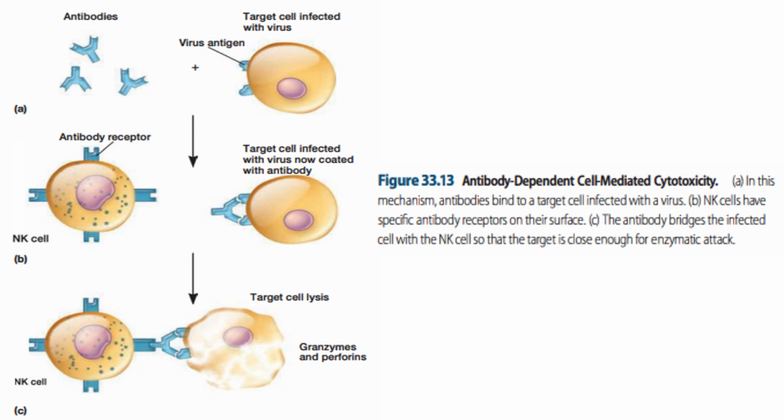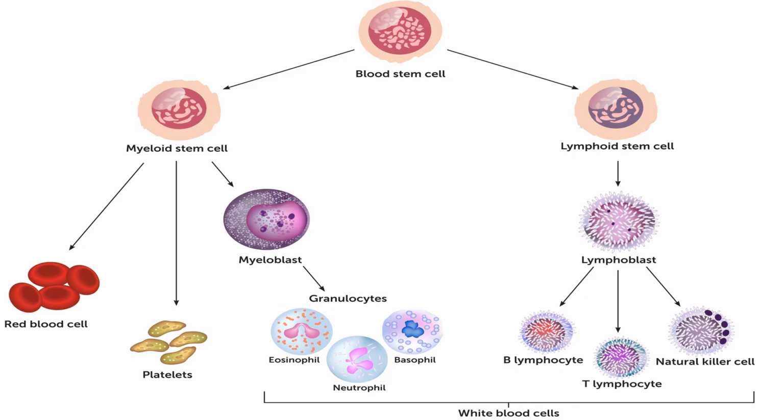This figure shows antibody-dependent cell-mediated cytotoxicity. In figure A, in this mechanism, antibodies bind to a target cell infected with virus. In B, NK cells have specific antibody receptors on their surface. In C, the antibody bridges the infected cell with the NK cell so that the target is close enough for the enzymatic attack. Let's summarize the blood stem cells.